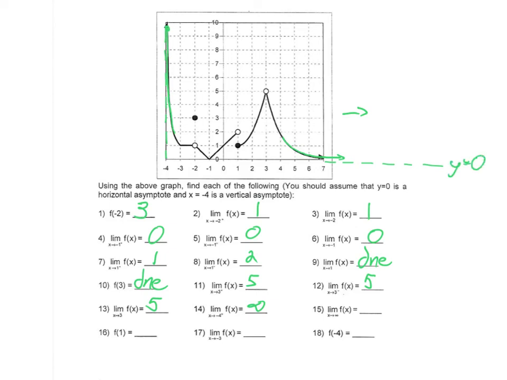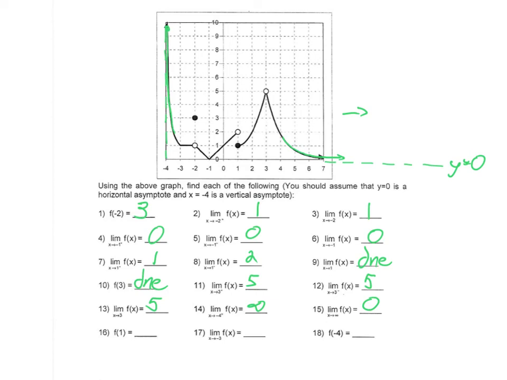Where is that horizontal asymptote? Well, it's at y equals 0. So what y value is the graph approaching as we go out to infinity to the right? As x approaches infinity, the y values are getting closer and closer to 0.